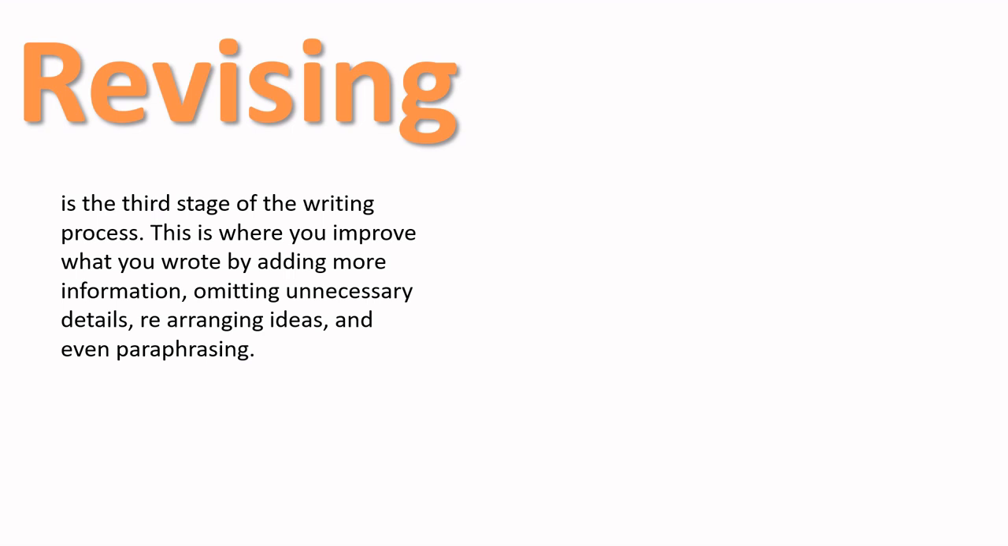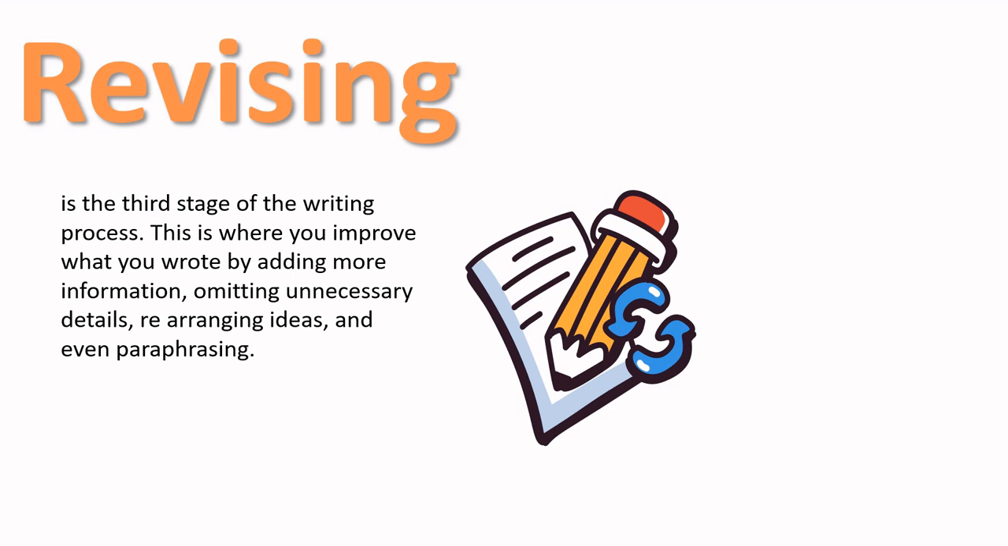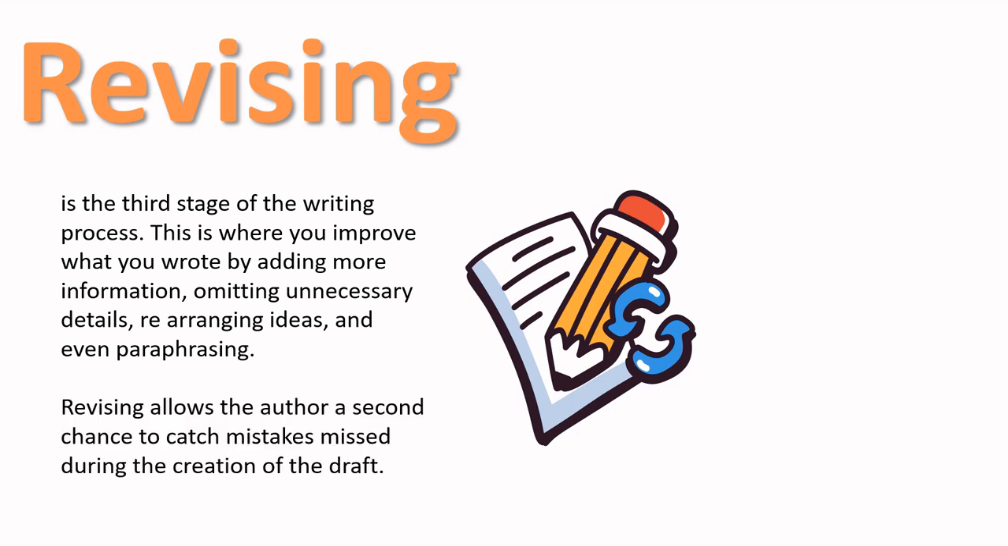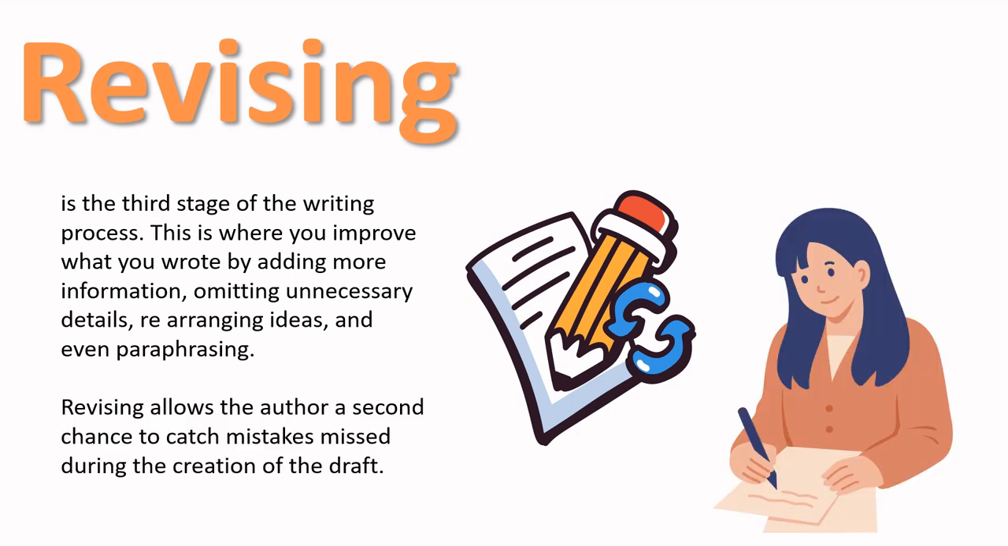Now, let's talk about the third and the fourth stage of the writing process, revising. Revising is the third stage of the writing process. This is where you improve what you wrote by adding more information, omitting unnecessary details, rearranging ideas, and even paraphrasing. Revising allows the author a second chance to catch mistakes missed during the creation of the draft.